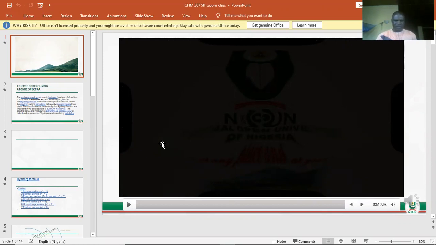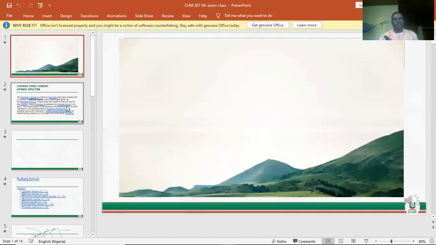This is our fifth lesson in Chem 307, Atomic Molecular Structure and Symmetry. Today, we will be looking at atomic spectra. We'll be looking at atomic spectra.